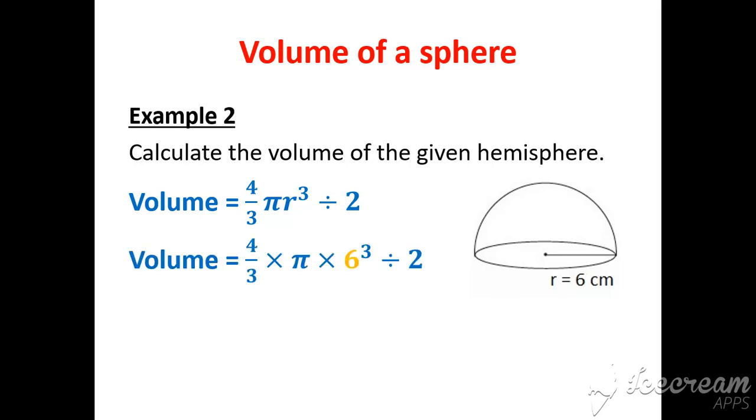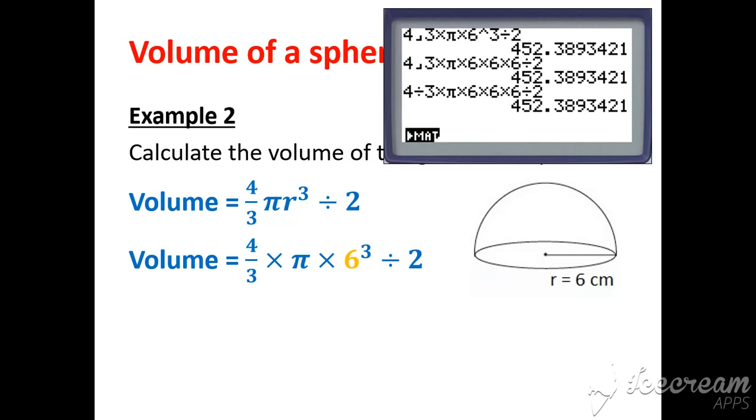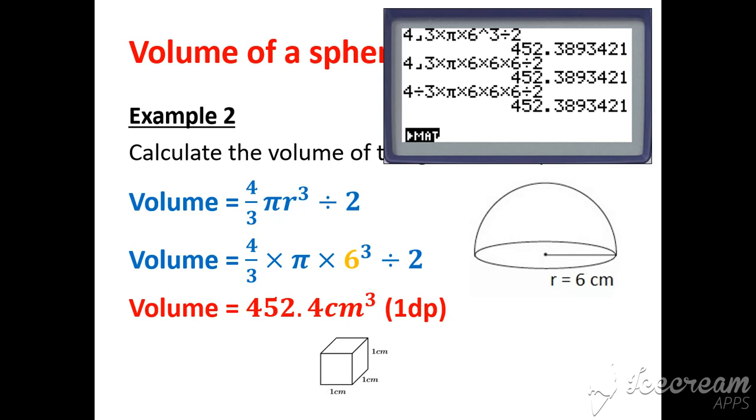Right, so 4/3 times pi times 6 cubed. Remember, the radius is 6. And that's all divided by 2 because I'm trying to find half of a sphere, hemisphere. Right, grab your calculator, whichever way you're happy with plugging it into your calculator. Hopefully you get an answer that's similar to ours, 452.4 centimeters cubed to 1 decimal place. If you wanted to go more accurately, I think it's 452.39 centimeters cubed. And we need 452.4 of those little cubes to take up the same space as that sphere.